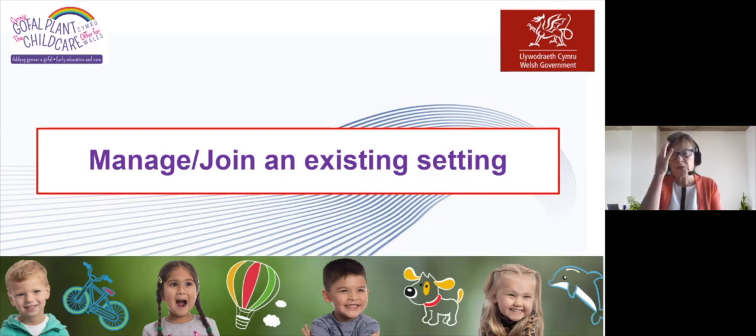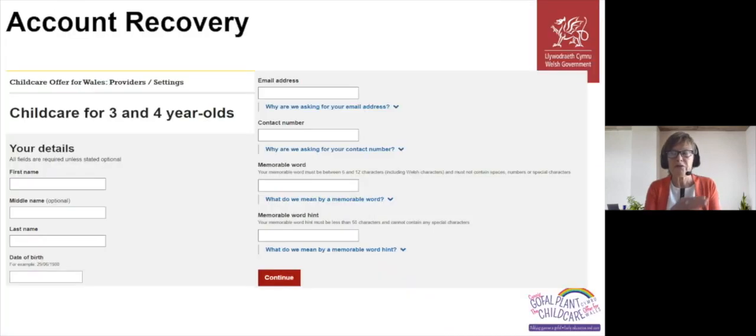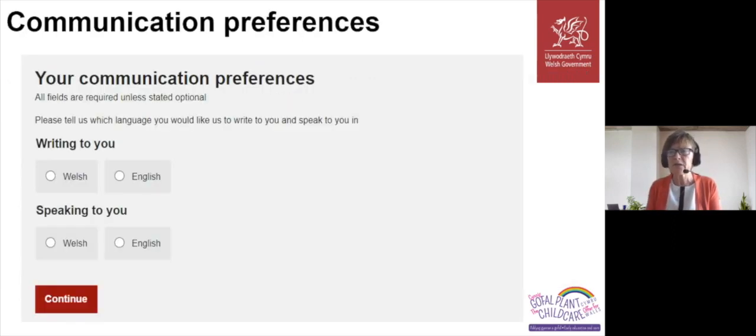So as a member of staff wanting to join a setting, your setting, I would also need to create a government gateway account. I'd still need a government gateway user ID and password. I'd arrive at the account recovery screen, same as before, which is part of the childcare offer journey. So the details, remember here, is just your personal email address and contact number. Again, there'll be your comms preferences. Just let us know how you want us to write or speak to you.